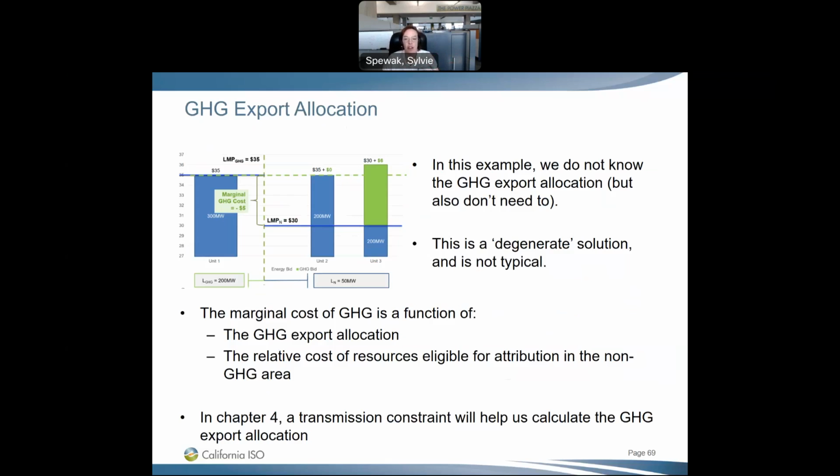A transmission constraint is the clearest way to illustrate a GHG export allocation, but we can also have a transfer between the non-GHG area and the GHG area anytime there's a price difference in the available generation between the two areas. If you're an economist, or you are like me and you think that you're an economist, you might say that the GHG export allocation has something to do with the marginal elasticity of supply in the GHG area relative to the non-GHG area. And I will show you an example of that in the next slide.